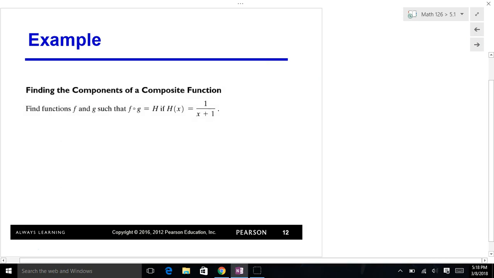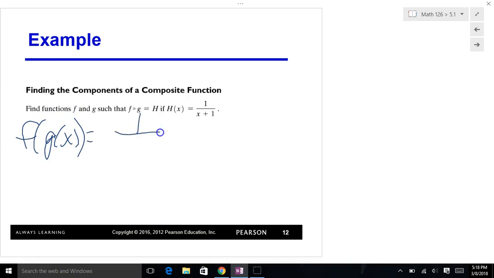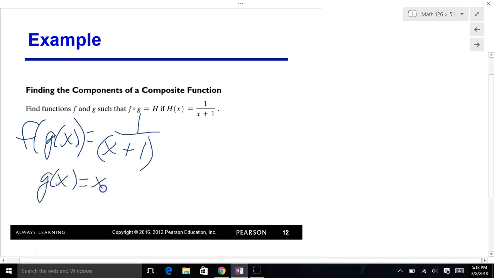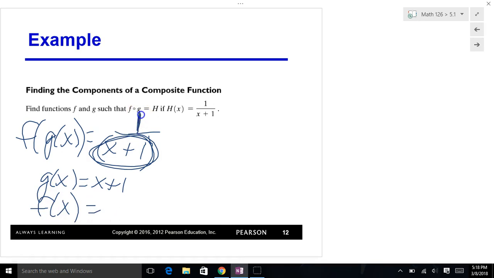Here's another one. What about if f of g of x is this, 1 over x plus 1? Well, what would g be? I'm going to make the inside part, if you will. I'm going to think about that as my parentheses. So I'm going to make that g of x be the x plus 1. So that's like my input, right? So my f of x would have to be 1 over that input, so 1 over x.